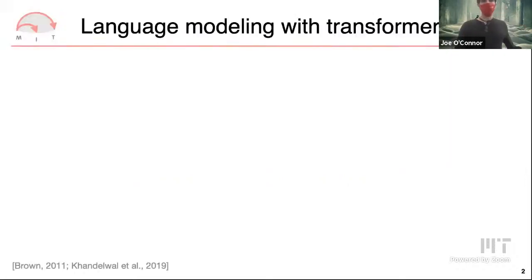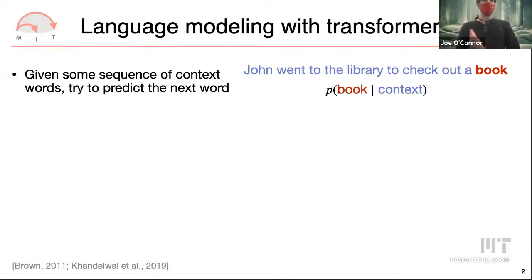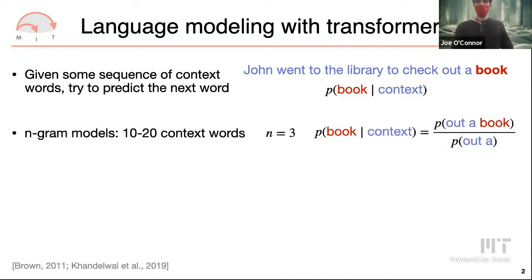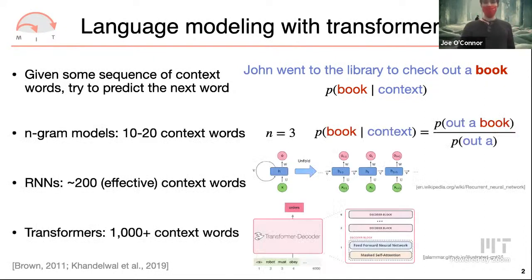Okay, so just to give a little background, we're doing language modeling here, which means our task is, given some sequence of context words, try to predict the next word. There have been a variety of approaches introduced over the years, from n-gram models to RNNs and now transformers. And each of these models improved over the last.